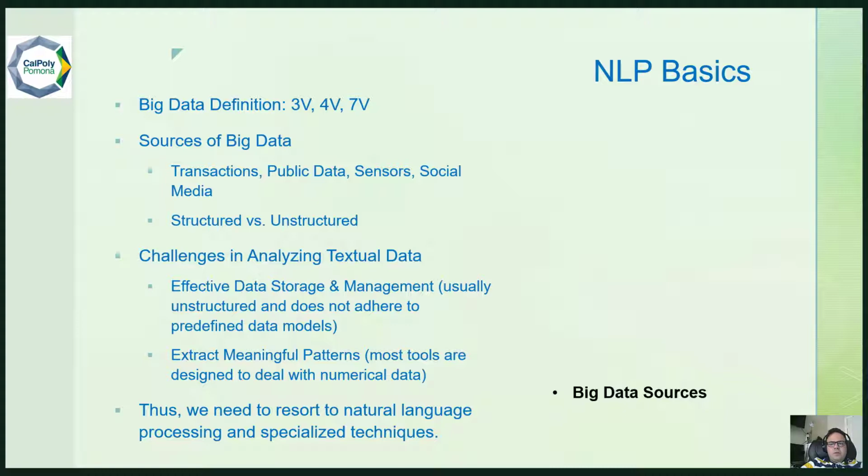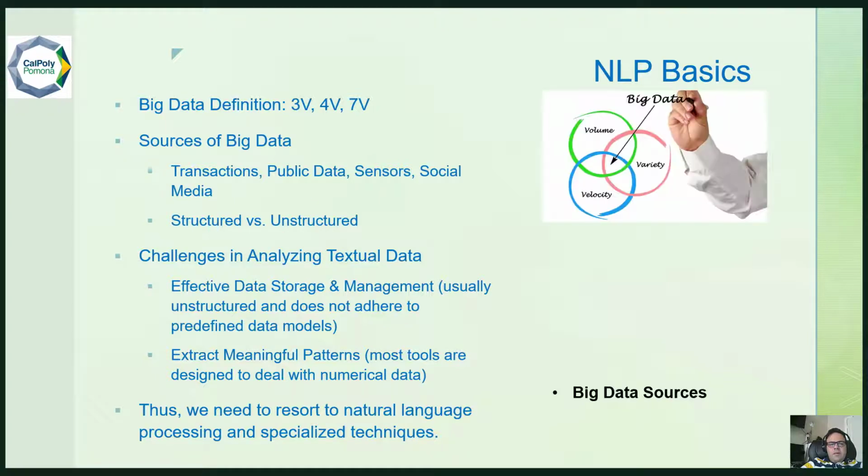But what are the sources for big data? We have the transactional data that we have acquired from other different sources. We have the public data, we have the sensors, social media. Most of these data sets are structured, but then on the other hand, we have the unstructured data, which actually has a large percentage of most of the business data. And textual information is part of the unstructured data.